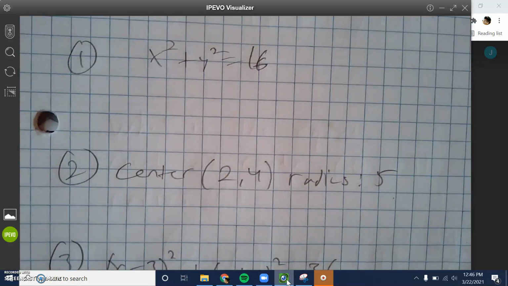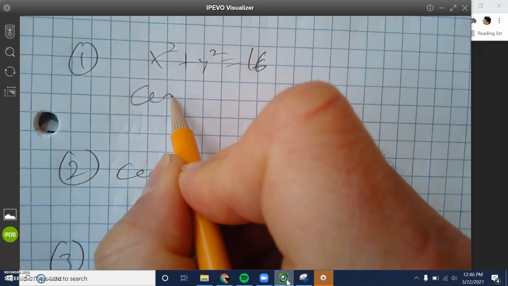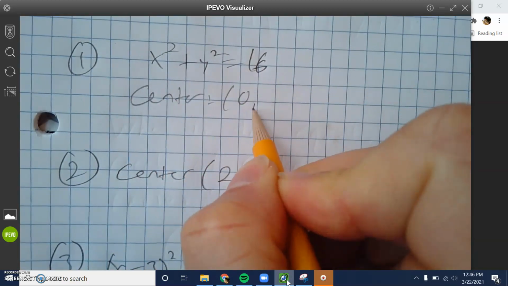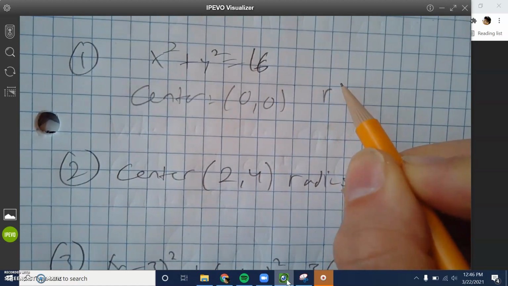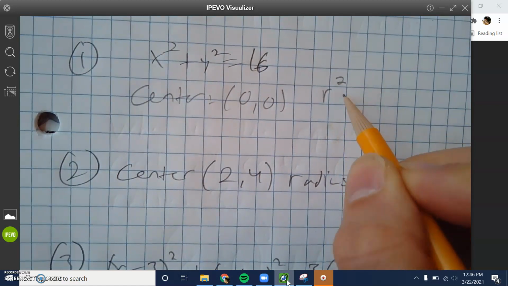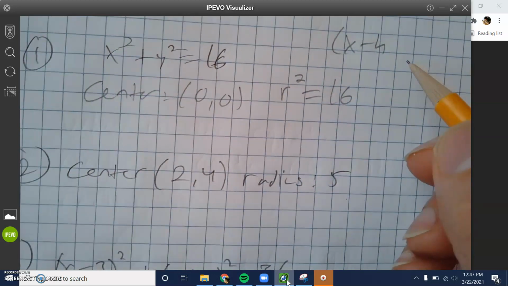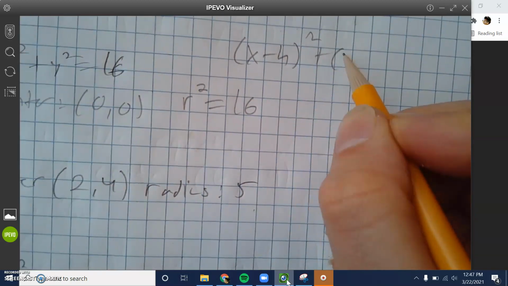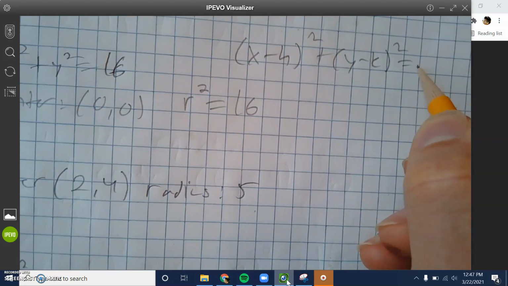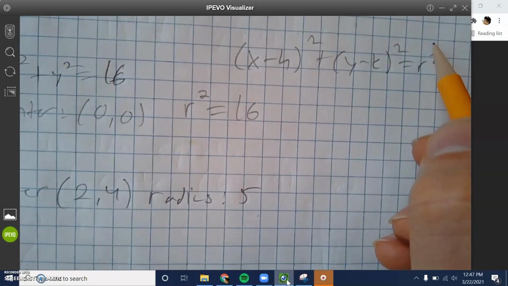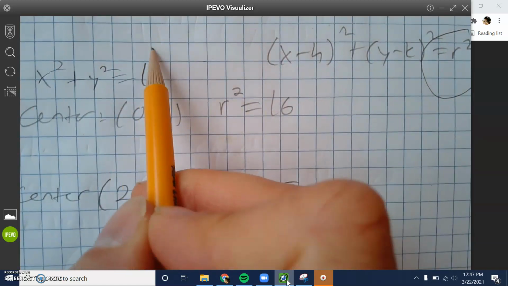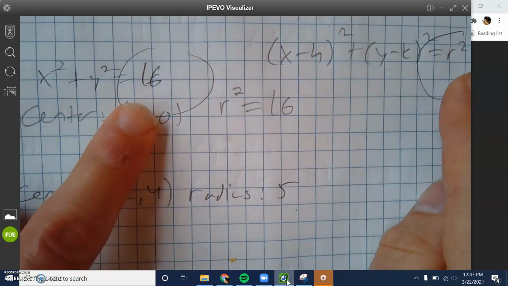All right, let's see. So here's the equation. We know the center is at the origin, 0, 0, and radius squared equals 16 because x minus h squared plus y minus k squared equals r squared. And so right here, r squared at the end, like that. So it should be r squared is 16.